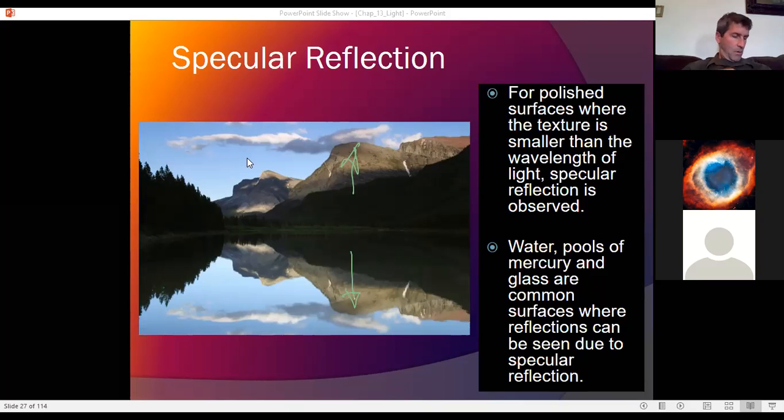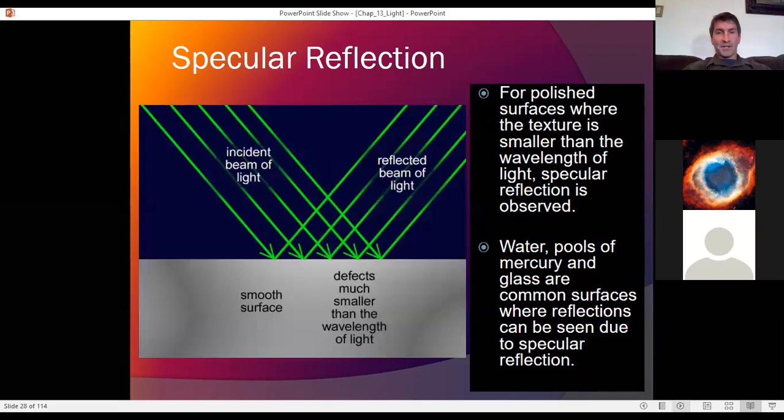Okay, so what's going on right here? Well, I'm seeing the mountains through two different paths. I'm seeing the direct light coming to my eye from these mountains, and then I'm seeing light that makes a bounce off the lake and then makes it to my eye. Okay, so that's specular reflection.